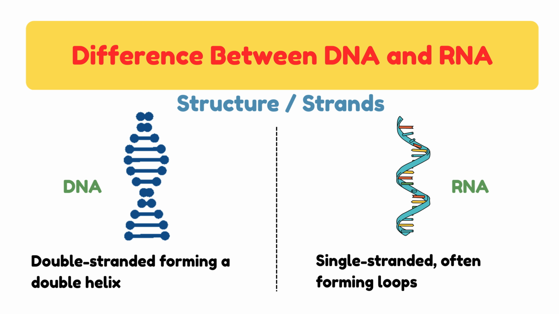DNA is double-stranded, forming the iconic double helix structure. RNA, on the other hand, is single-stranded and flexible. This difference gives DNA its stability and gives RNA the ability to fold into different shapes.